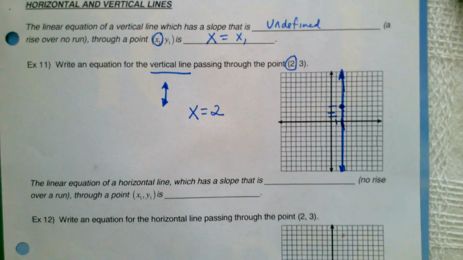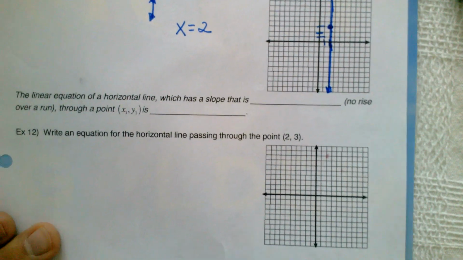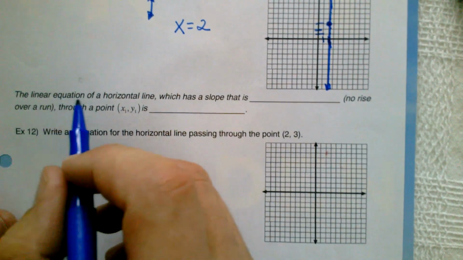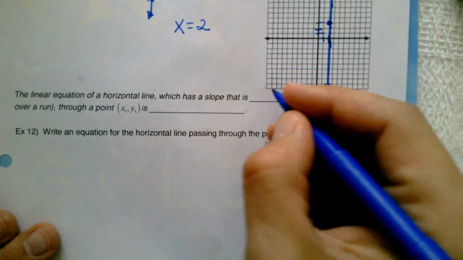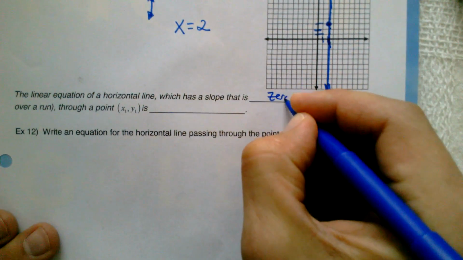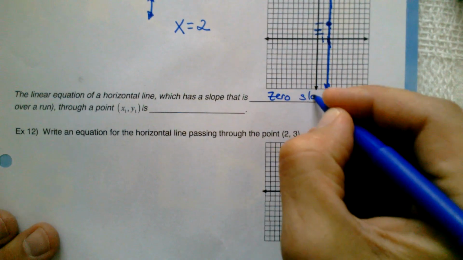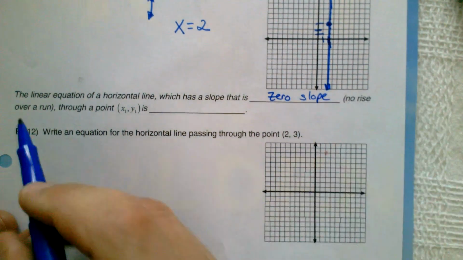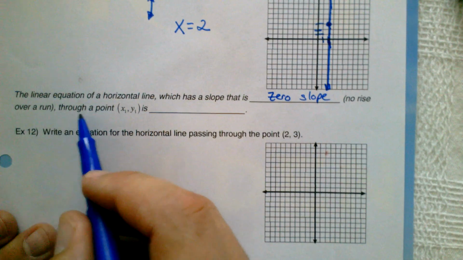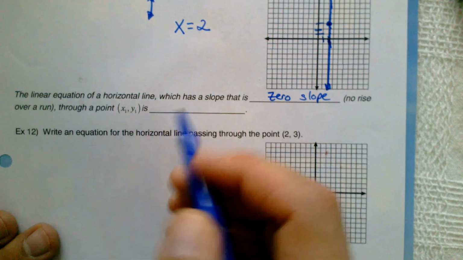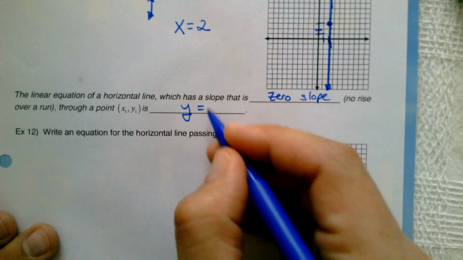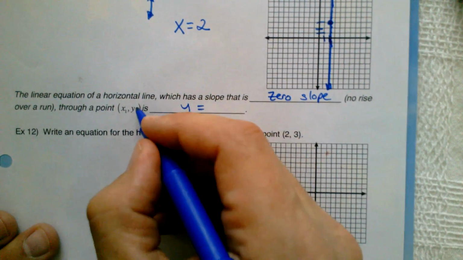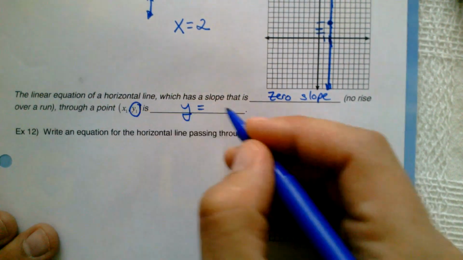The last one is the horizontal line. This is a linear equation of a horizontal line, which has a slope that is 0 slope. That means no rise over a run through a point (x1, y1) is going to be a y equals line. So it's going to be y equals some number, and that number is always going to be the y value.